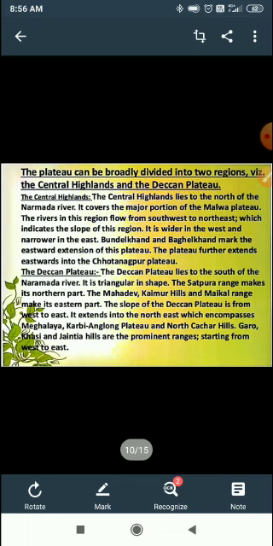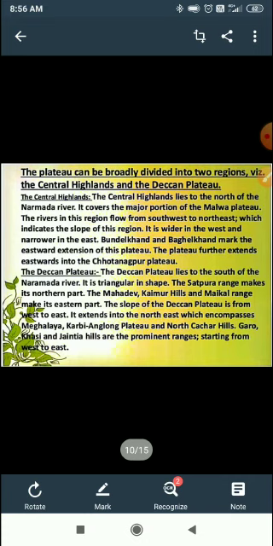It extends into the northeast, which comprises Meghalaya, Karbi Anglong Plateau, and in the north there is one hill named Cachar Hill. Garo, Khasi and Jaintia hills are also the prominent ranges, starting from west to east.